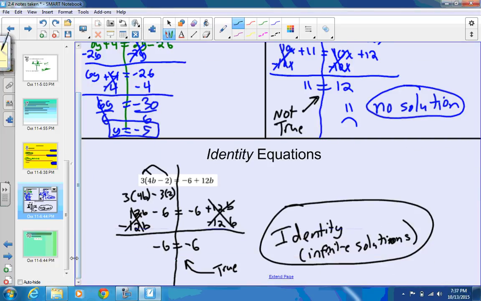This last situation, when you get rid of the variable from one side and it also cancels out the variable term on the other side, and you end up with two numbers that are equal to each other, meaning that the equation is true, that is an identity situation, meaning there's infinite solutions. Okay? Sometimes you'll have some no solutions or some identity situations. So you need to know the difference.